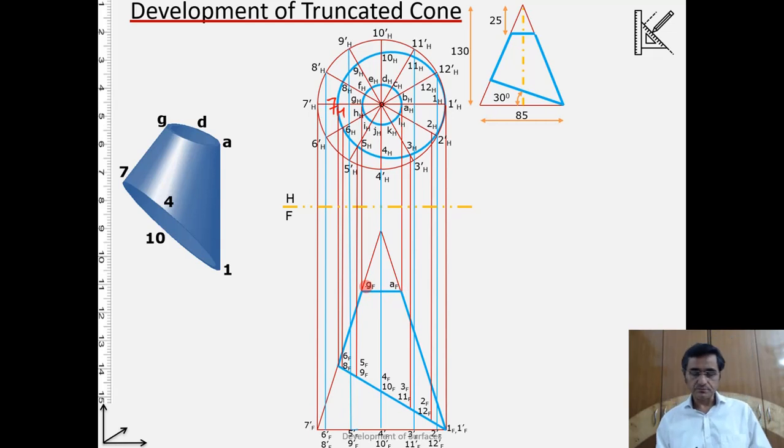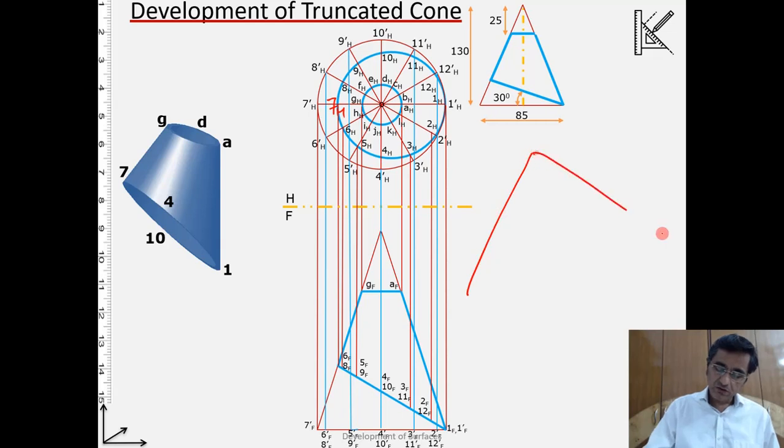Well, what will be the method to do the development of the surface? The method will be like this. First of all, because this entire thing is part of a cone, I will first try to develop the total cone, and we know this is the slant height of the cone, and these are the corresponding points, or rather I can say, because I know how much is this, which is equal to this arc.